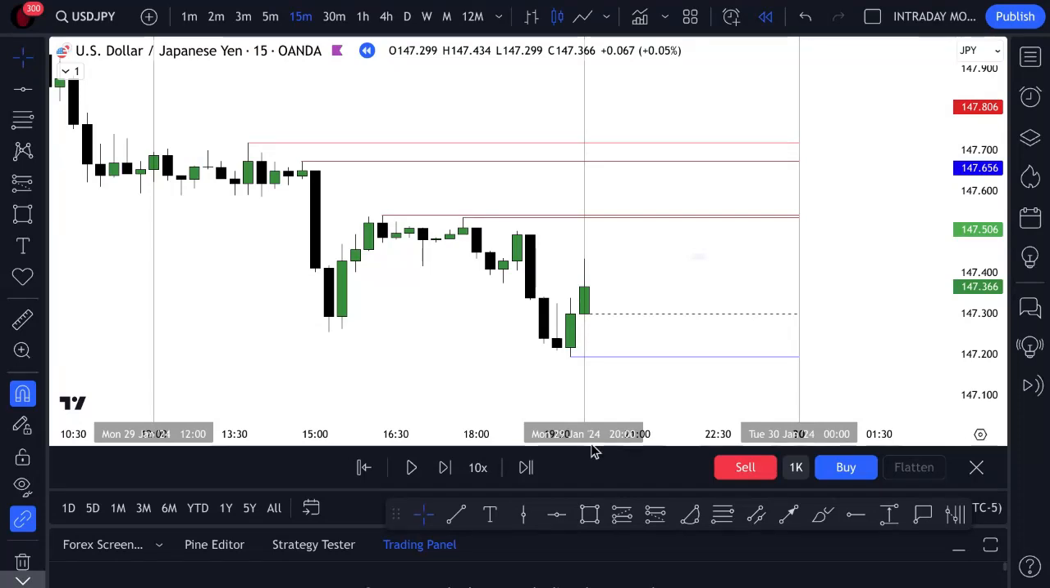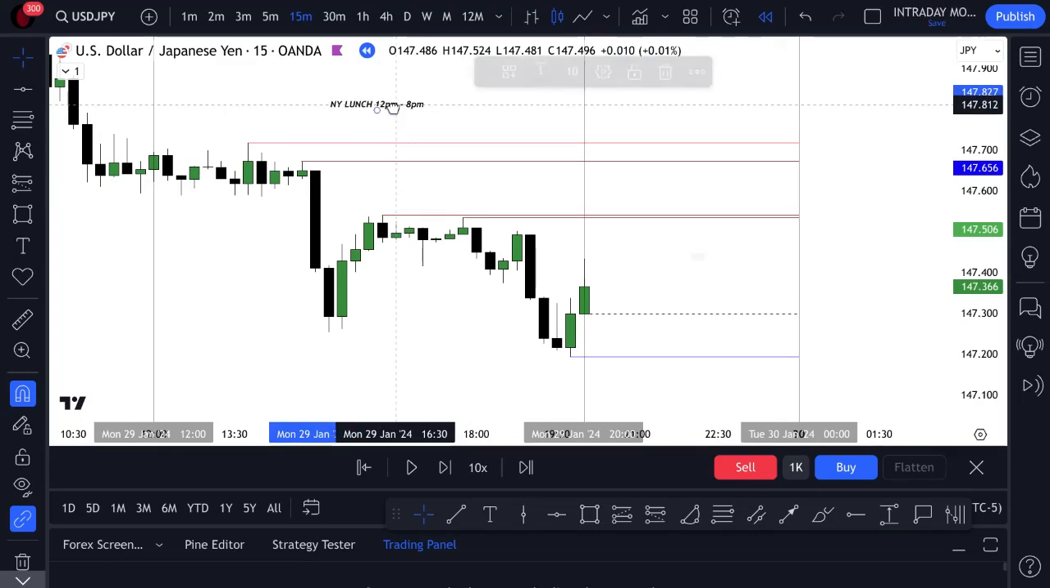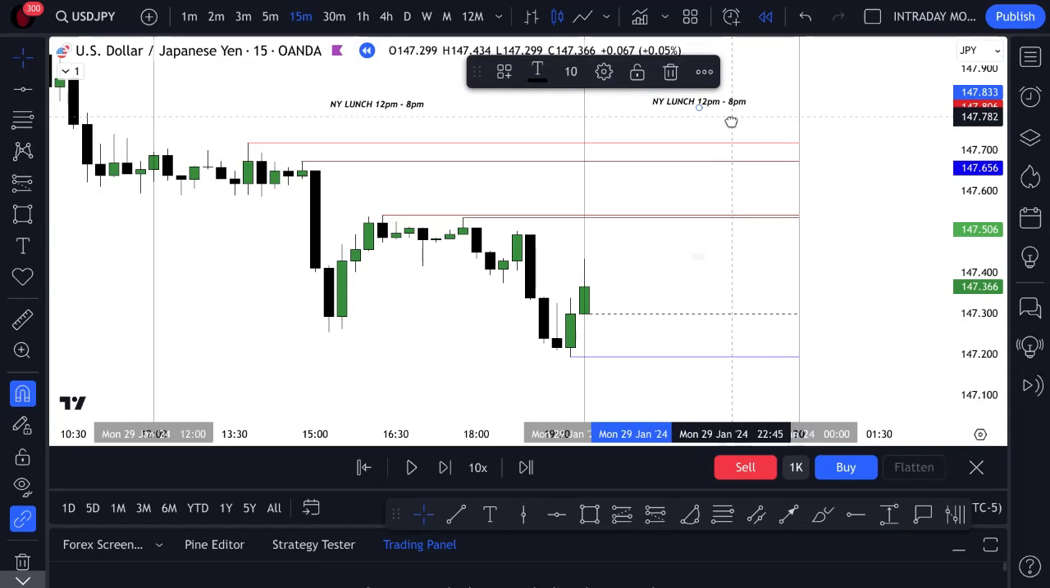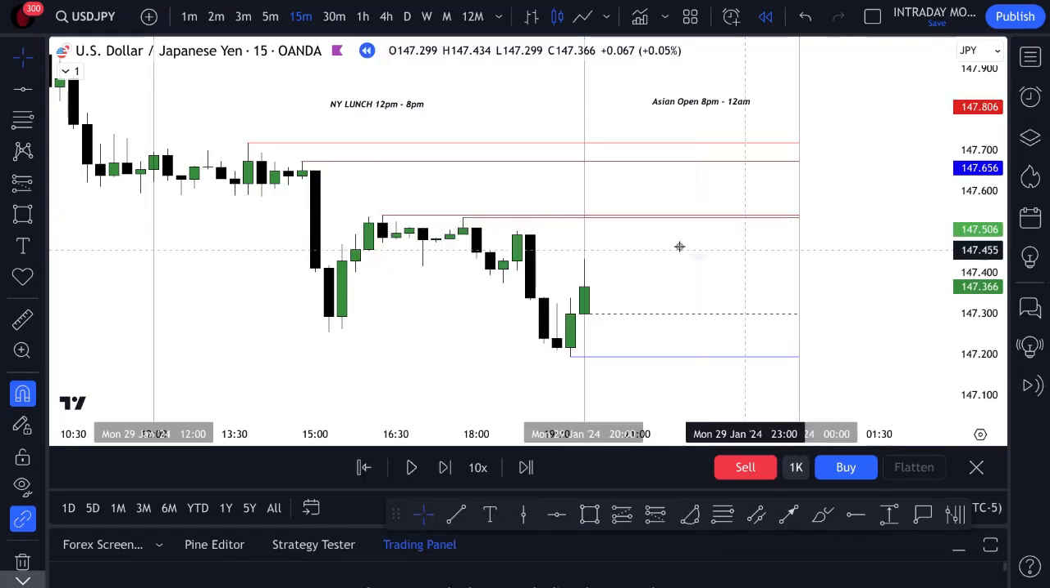Let's follow along. We are marking off the swing highs and swing lows that we have available in the New York lunch session. This is the New York lunch, 12 p.m. to 8 p.m. This is where most likely the market's going to go into a phase of consolidation or accumulation. We're looking to trade in the Asian sessions, hence the name Asian session model. So Asian open or Asian kill zone, whatever you want to call it, 12 a.m. We're trying to use these liquidity pools to frame context to find a setup here.